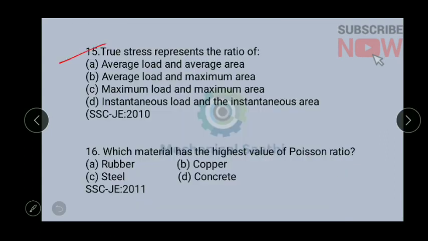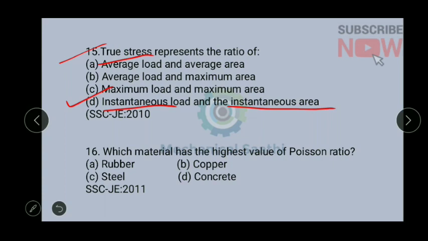Question number 15, the true stress represents the ratio of what? True stress represents the instantaneous load to instantaneous area. At a particular instant we need to calculate the value of load as well as area, so that we can find the value of true stress. Generally we plot the graph between engineering stress and engineering strain, but to calculate true stress we need to consider the instantaneous load and instantaneous area. So the D option will be the correct answer.